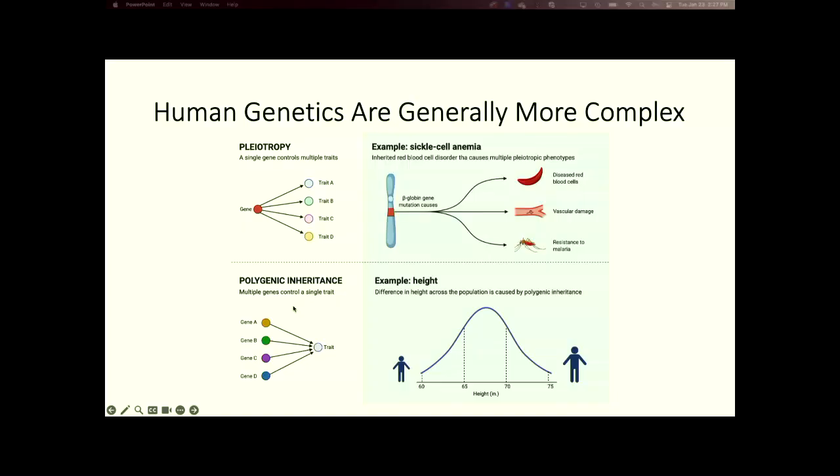We can also have polygenic inheritance. Multiple genes control a single trait. So we can have a list of genes, gene A, gene B, gene C, gene D, that control one trait. An example here is height. Differences in height across the population is caused by polygenic inheritance. Unlike attached earlobes, there isn't one gene that says you're tall or you're short. There's a collection of a few hundred genes that, when you look at their additive effect, determine your height along a distribution. So human genetics is much more complex.